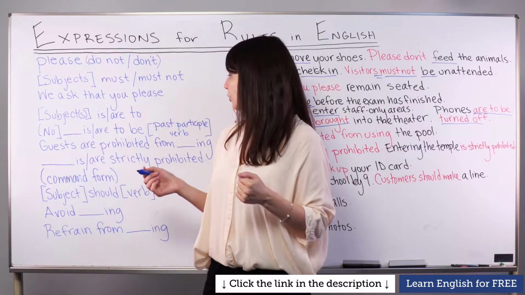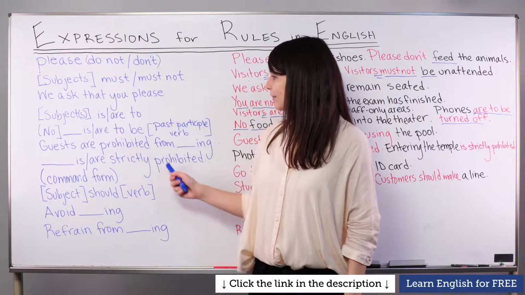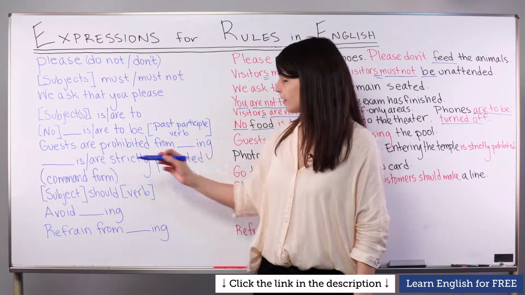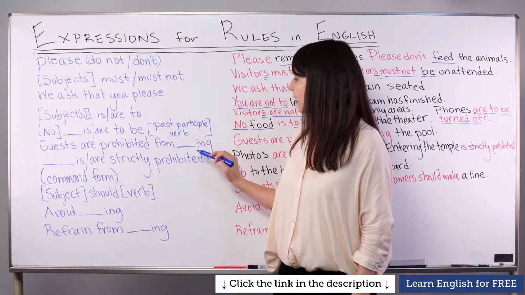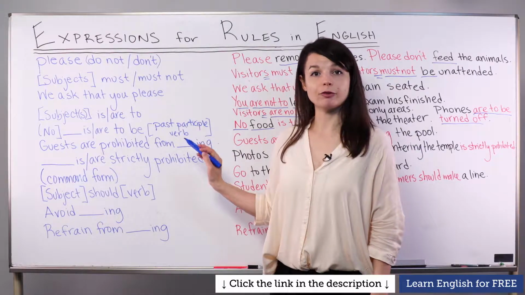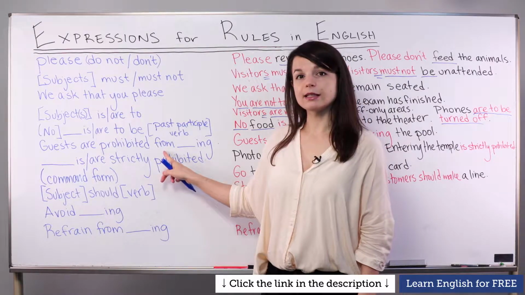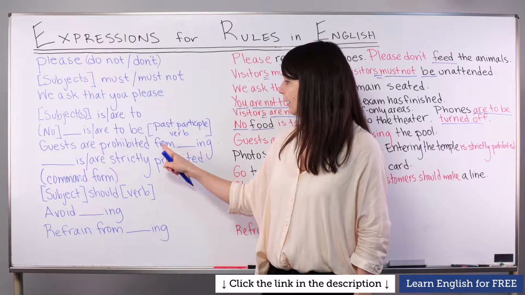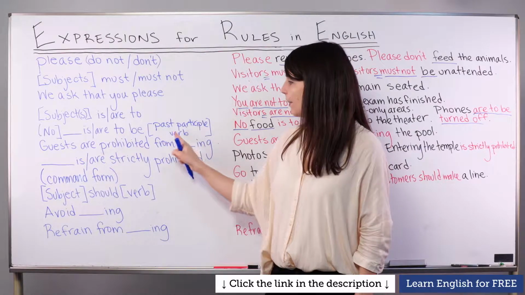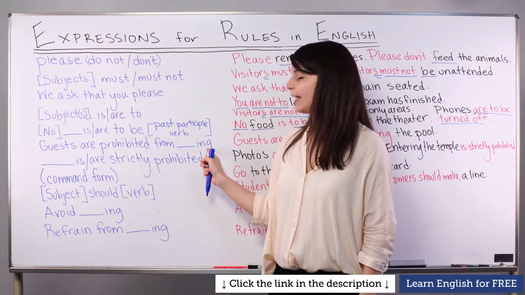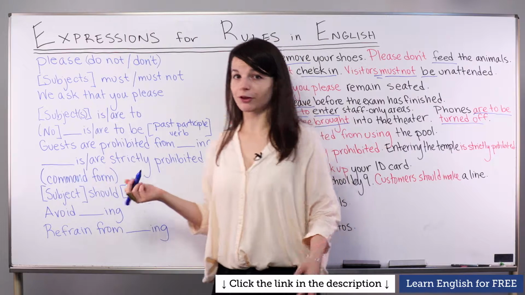Okay, let's move along to the next one. The next two actually both use this word prohibited. Let's look at the sentence first. Here I've used guests. Guests are prohibited from something ing. So we'll use this ing form of a verb here. Guests are prohibited from ing. Depending on where you live, you may see this used as prohibited to, and then the dictionary form of the verb. Guests are prohibited to do something. In my research, I found that from and the ing form tends to be a little bit more common, but I have seen that both are used, so for your information.